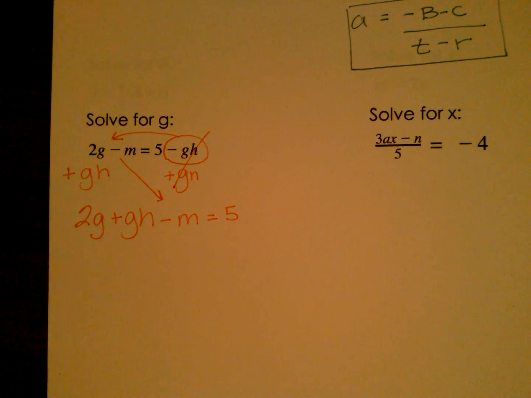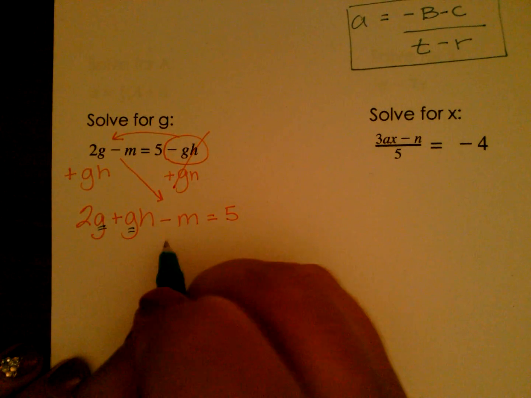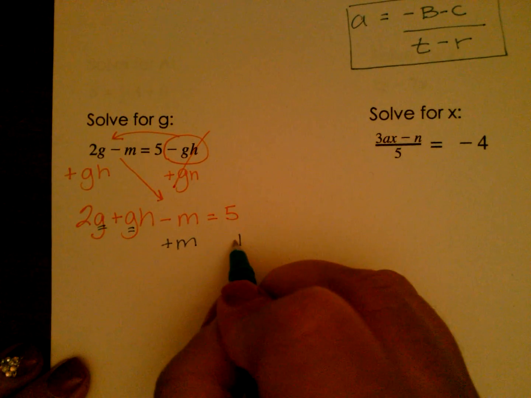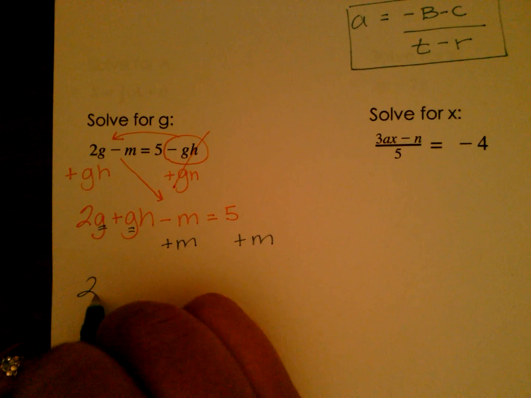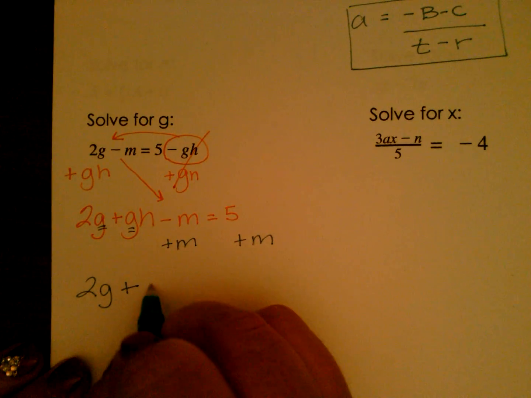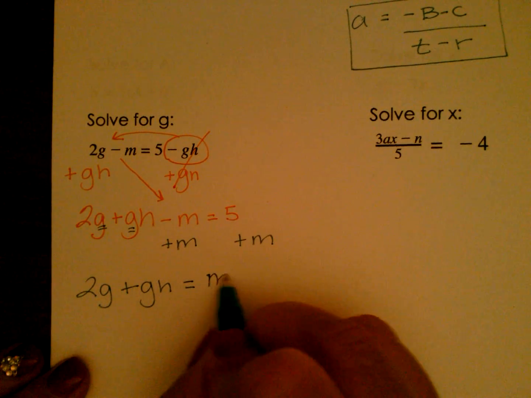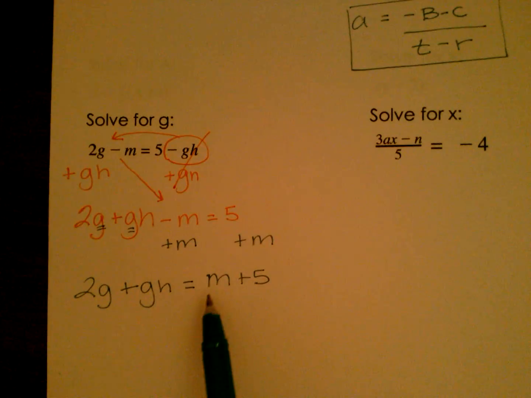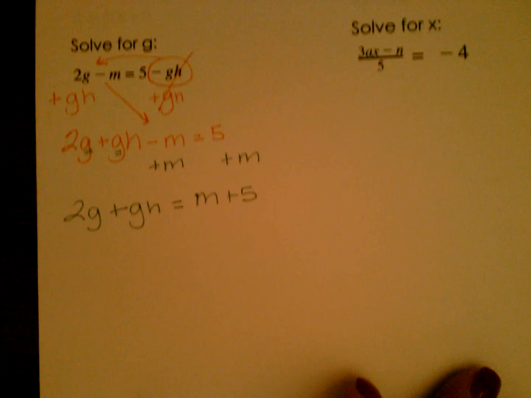Okay, now I need to move negative M from the left to the right because it doesn't have the G, the variable I'm trying to isolate. I will add M to both sides. I would be left with 2G plus GH equals M plus 5. Out of habit, I like to put variables and then constants. That will make our life easier as we move on throughout the year.